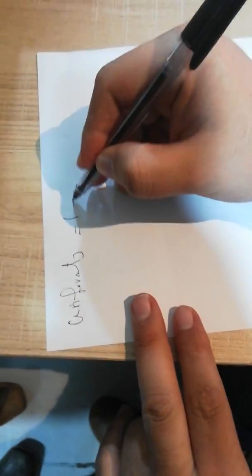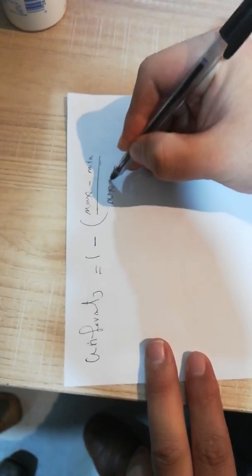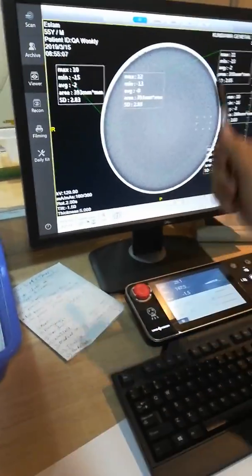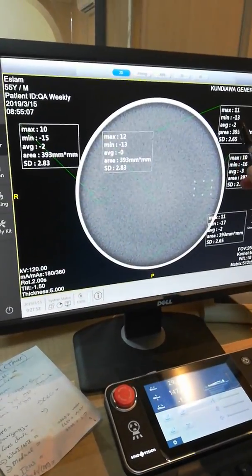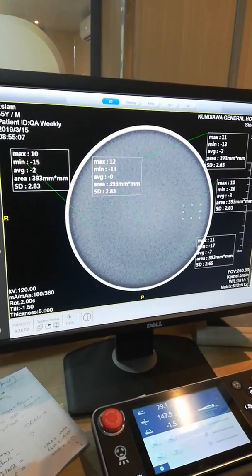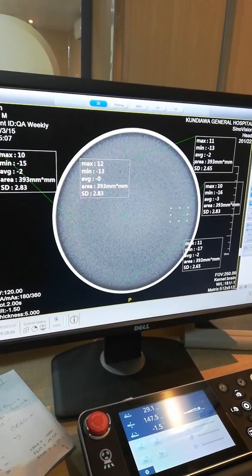so if I want to calculate uniformity, you have to know that uniformity is equal to 1 minus maximum minus minimum divided by maximum plus minimum. Okay, now I have here 5 rows, each one has maximum and minimum. Using the average value, I will calculate uniformity for each row.